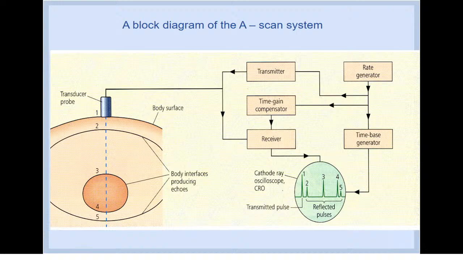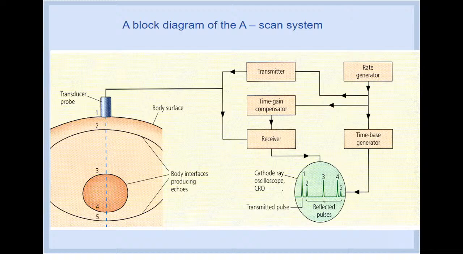Cathode ray oscilloscope. One complete movement of the spot across the screen corresponds to the transmission of one pulse and the receipt of a number of echoes. If this entire process is repeated very rapidly, a continuous trace is seen on the screen. Such a trace is shown here. A typical A scan from a fetal head.